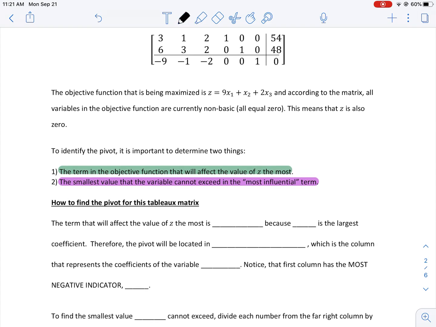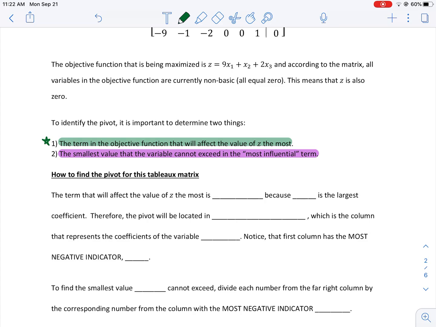All right, so let's start with the first bit of information. The term that will affect the value of z the most is 9 times x sub 1, because 9 is the largest coefficient of the objective function. Therefore, the pivot will be located in the first column, which is the column that represents the coefficients of the variable x sub 1. Notice that the first column has the most negative indicator, which in this case is negative 9.